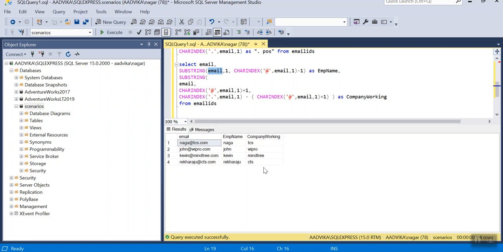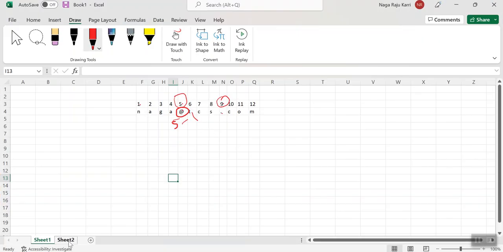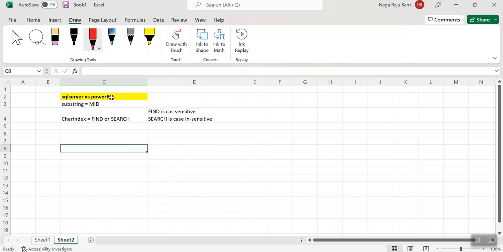Then the interviewer was clearly telling that you need to achieve the same thing in Power BI as well. So if you come back here, SQL Server versus Power BI, substring in SQL Server is exactly equal to mid in Power BI, or sometimes you can also use the left function. But if you want to extract in between, like TCS, Wipro, such kind of text, mid works. So char index in SQL Server brings you the position of the character.